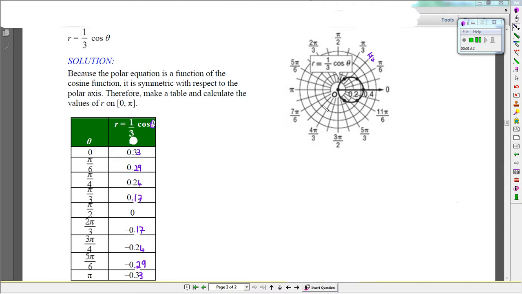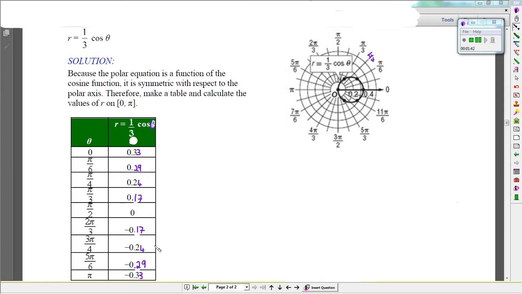Pi over 2, 0. So far we have half of the circle. The next one, 2 pi over 3, negative 0.17. Now 2 pi over 3 will be in quadrant 2, but since your r is negative, you have to look opposite of 2 pi over 3, so you have to look at pi over 3. From the center, you will count negative 0.1, negative 0.2, so negative 0.17 will be less than 0.2 right here.